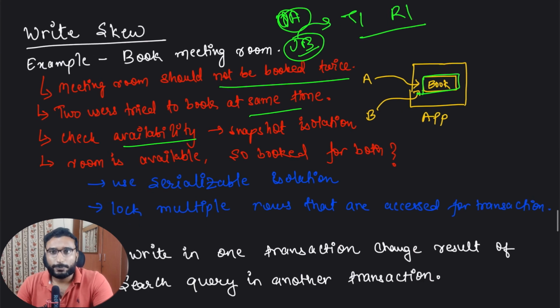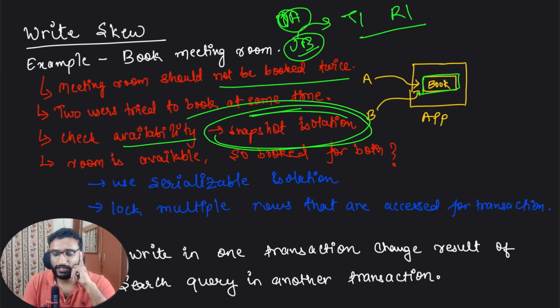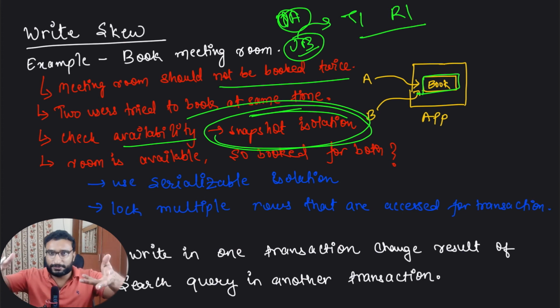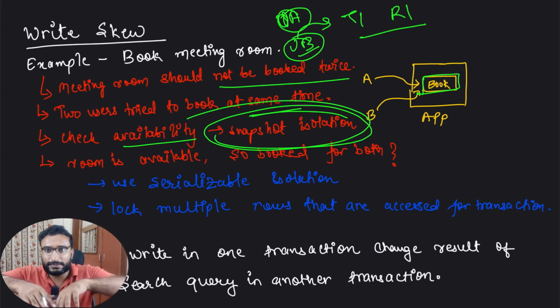दिस शुड नॉट हैव हैपेंड कि दोनों यूजर्स ने रूम बुक कर लिया, कि दोनों को अवेलेबल दिखा, दोनों ने बुक कर लिया. दिस इज द इशू विद द स्नैपशॉट आइसोलेशन, कि यू आर मेंटेनिंग सम कॉपी, यू आर मेंटेनिंग सम स्नैपशॉट, and you are using that to refer the value, like whether the room is available or not. So you should not do that for these kind of scenarios.